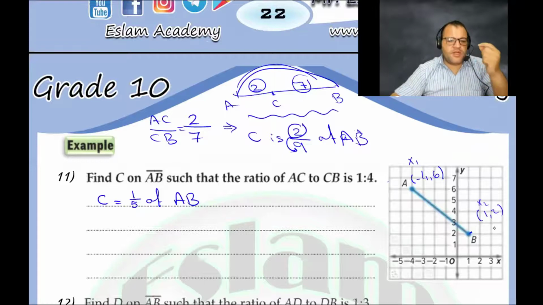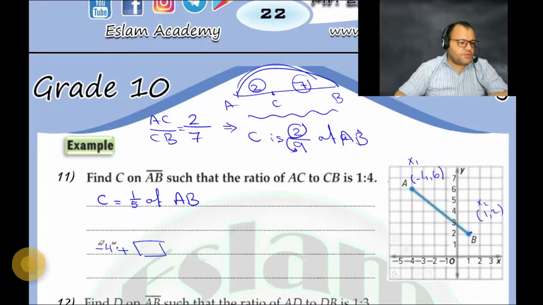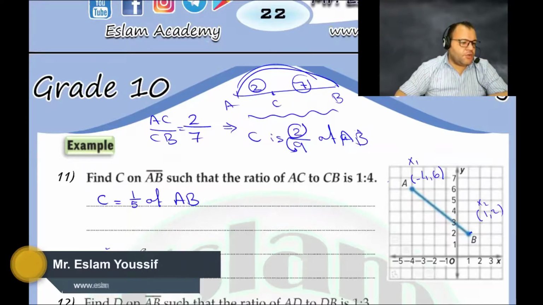X is increasing. From -4 to 1, it's an increase. It means you will add. So you will say -4 plus the value that you will find from here. Got the idea for this one? I'll go one line down. So it will be -4 plus the value.